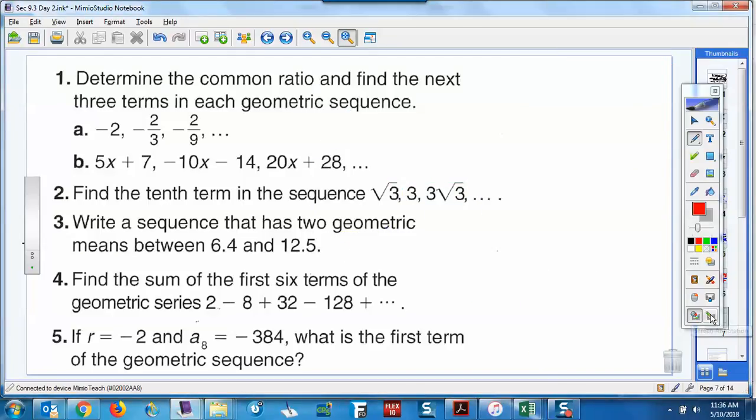Okay, so what did you end up with right here? But how'd you do that? So we said 6.4, and you had to multiply that by R 3 times. And then that would equal 12.5. So then you would divide by 6.4. See what you get? What is that? Some decimal, right? Then what? Cube root it. Now how do you do that in your calculator?